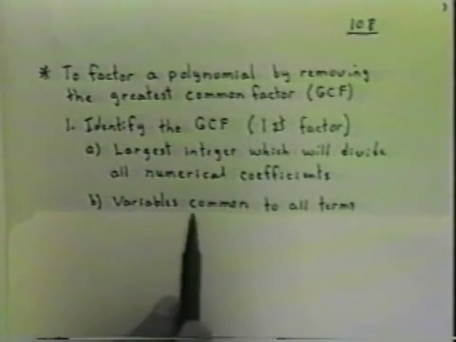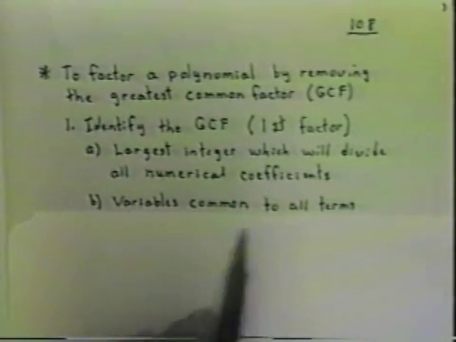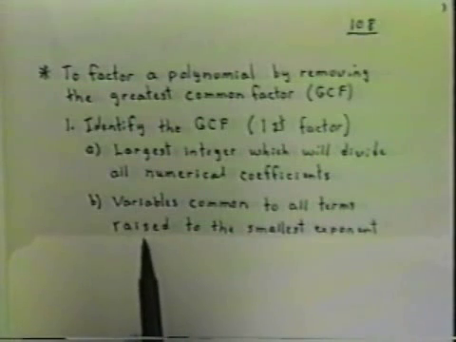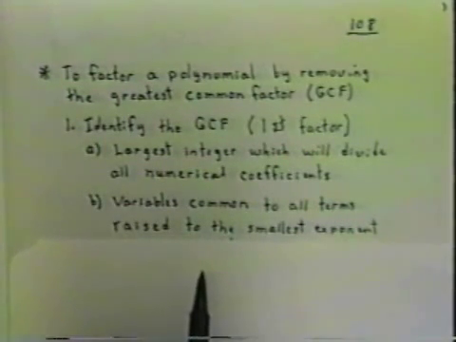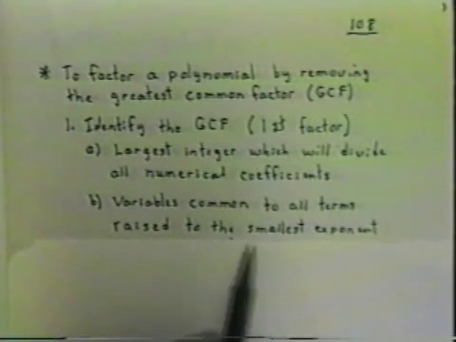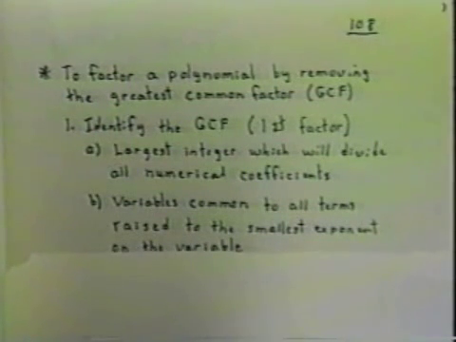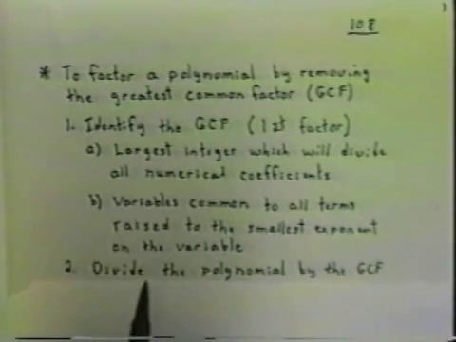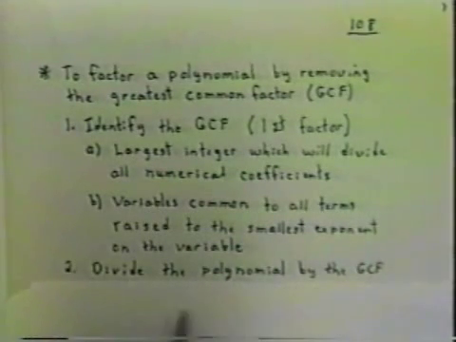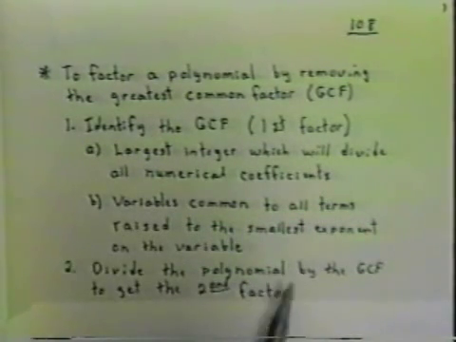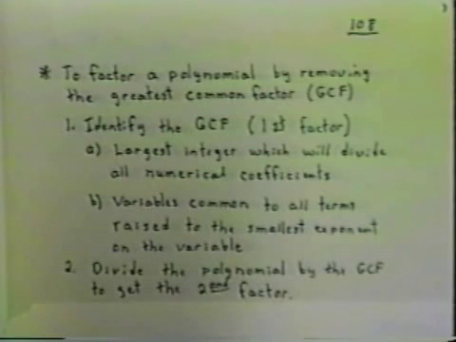Second, you want to find variables common to all terms. You're looking for variables common to all terms, and you want to take the variable raised to the smallest exponent. So the second part of your common factor will be the variables common to all terms raised to the smallest exponent on the variable. Now once you identify the greatest common factor, then you need to divide the polynomial by the greatest common factor to get the second factor. So you divide the polynomial by the greatest common factor to get the second factor.